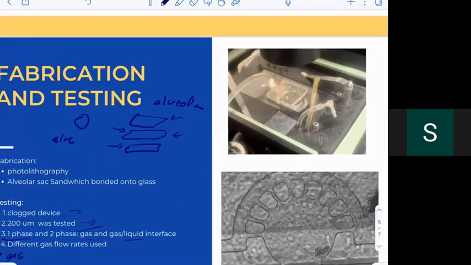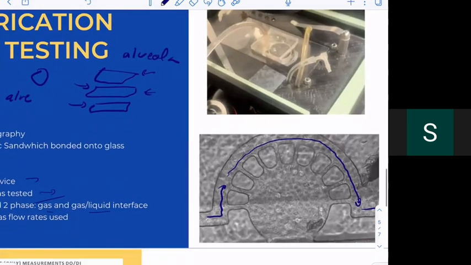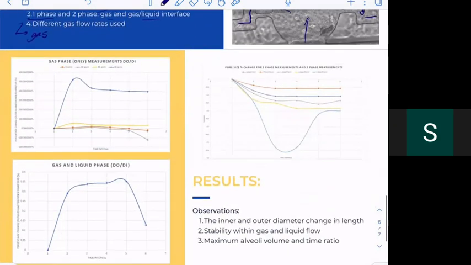So here again is a zoomed in picture of the device. Right here would be where the liquid would be flowing. It would be flowing from this to this right here, and right here would be where the gas would be flowing. And these right here would be the pores, which model gas exchange between the liquid interface and the gas interface. So here are the results of our measurements.